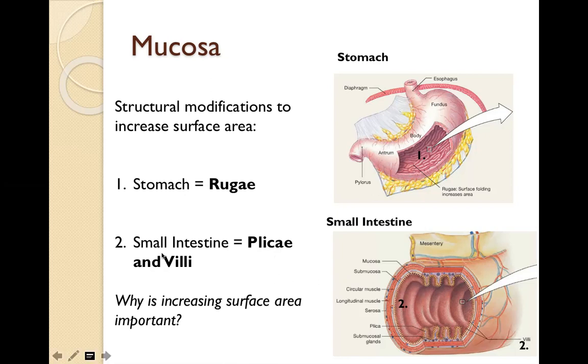There's also another modification to the small intestine: villi. You can't really see the villi with the naked eye, but there are all of these little tiny folds along the surface of the small intestine. These villi, the plicae, and the rugae in the stomach all serve to increase surface area. Increased surface area is fundamental to making sure that we can maximize, number one, the digestive surface of these organs, and maximize the absorptive surface as well. The more surface area you have, the more efficient the process of digestion is.